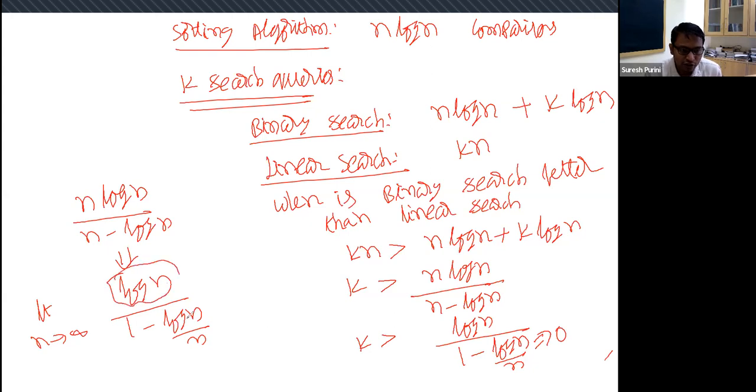The growth is defined, the denominator is 1. So don't worry about the denominator, just look at the numerator. And sorting, we will look at the sorting algorithms later, but we require n log n comparisons for sorting. K is the number of search queries. This is for sorting. This is for binary search.